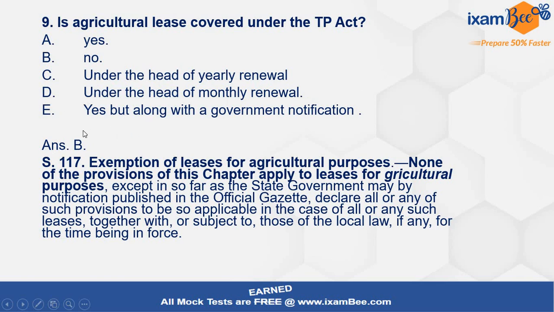So ये option देखकर confuse मत होइएगा. That is meaning something else. It means yes, but along with the government notification. यानी कि ये applicable तो है ही TP Act के हिसाब से, but एक notification की भी requirement होती है. Actually इसका मतलब गलत है. According to the reading of section 117, we can make it out that it is not applicable to agricultural lease unless and until it is required to be made so. And for that, the government has to issue a notification.